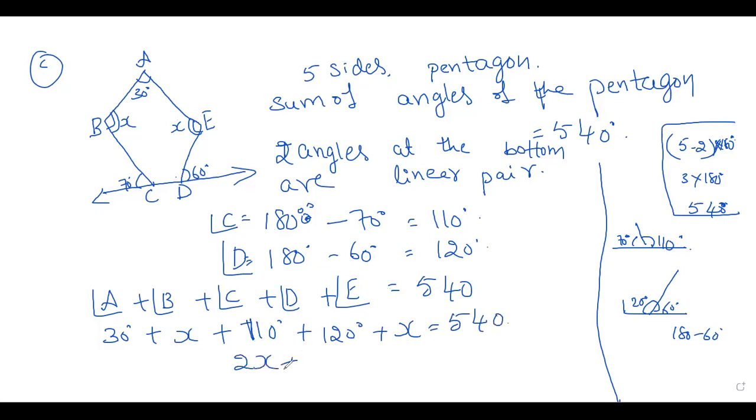So 2x plus, if you add all the numbers, you will get 260. 260, that is equal to 540. So if you simplify this, children, you will get x is equal to 140 degree. So the measure of each angle will be 140 degree. Next one.